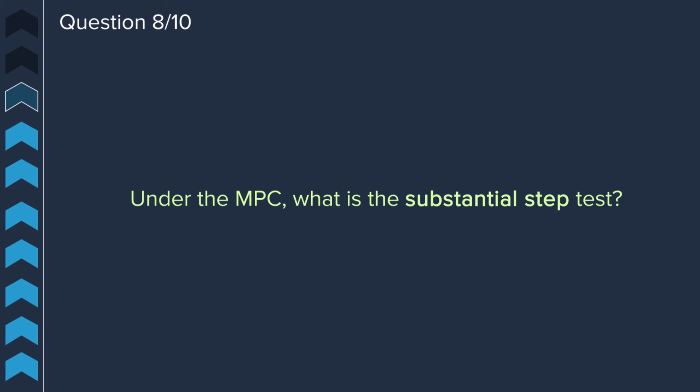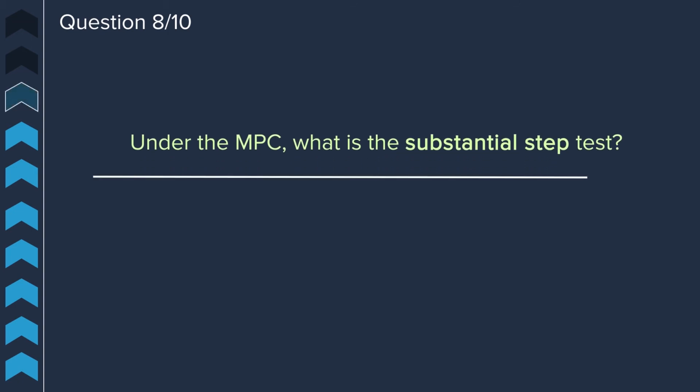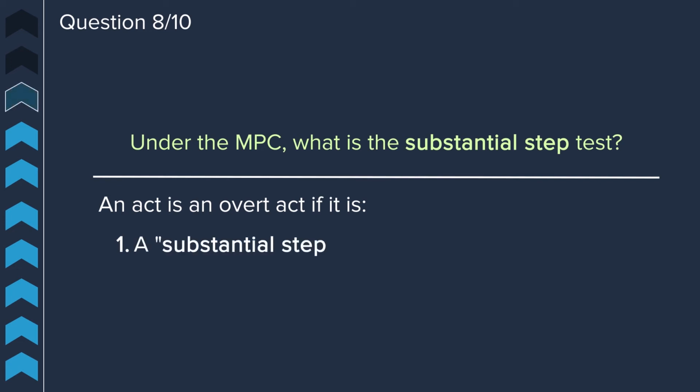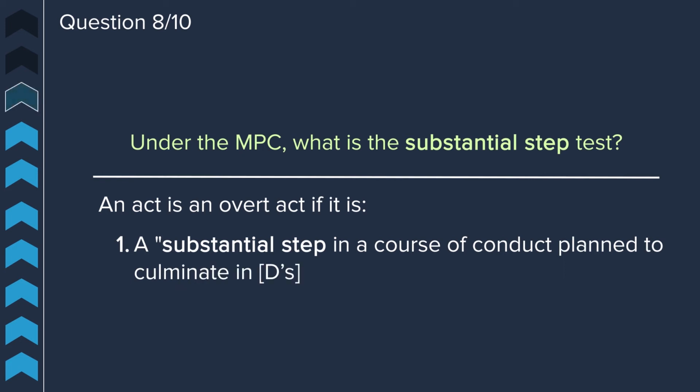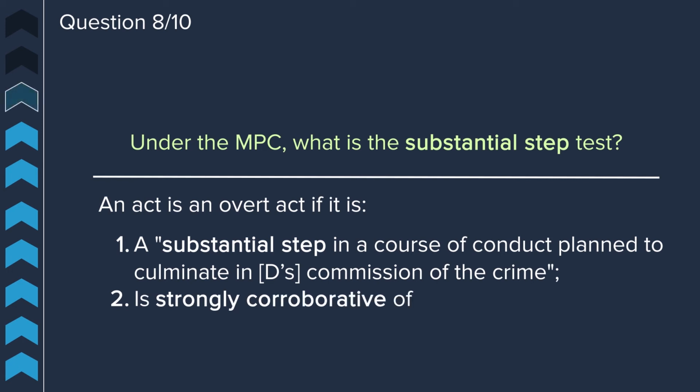Question 8. Under the MPC, what is the substantial step test? Under the MPC's substantial step test, an act is an overt act if it is 1. A substantial step in the course of conduct planned to culminate in the defendant's commission of the crime, and 2. Is strongly corroborative of D's criminal intent.